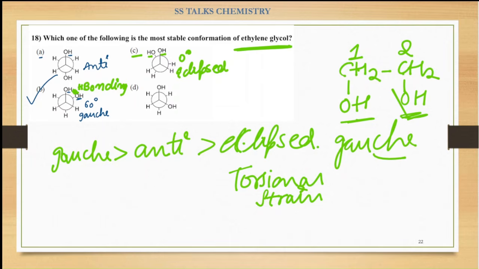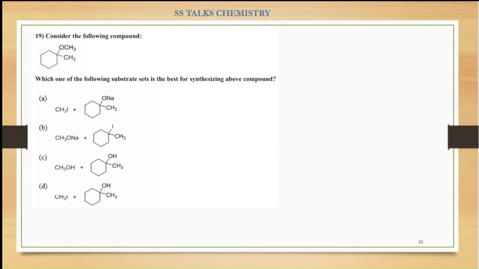Now moving on to the next one. In this case, they are asking us to consider the following compound. This is the compound that has been given. By which of the following routes is the correct route that we should opt to form the above molecule? Here you can see the presence of an ether in the molecule.